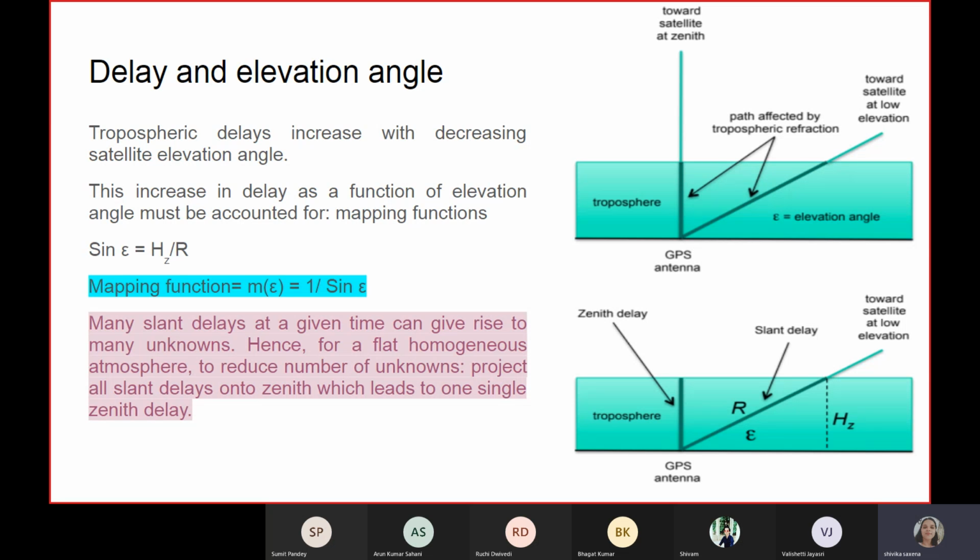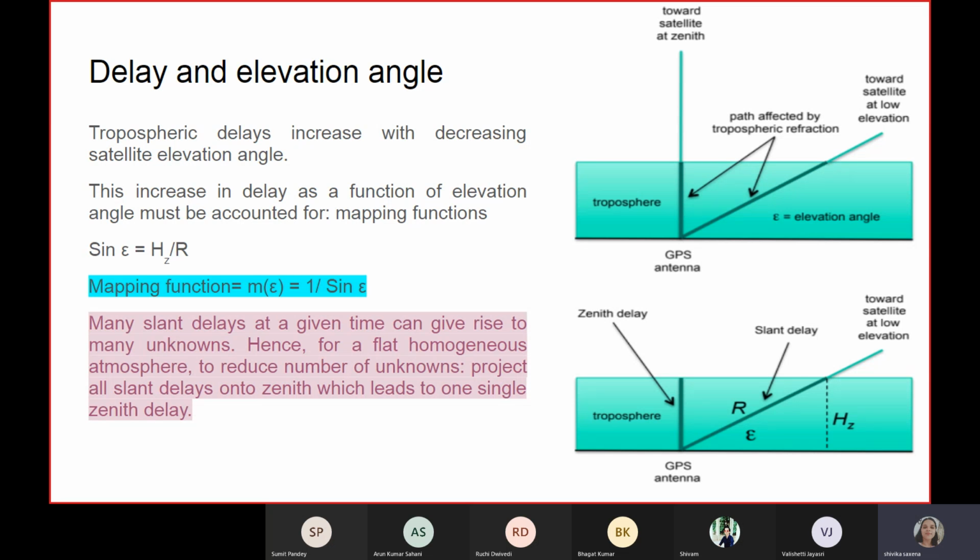So you can see in the right figure, top figure, we have two portions of delays. First is the straight portion. When the satellite is at the zenith, how much is the elevation angle? 90 degrees. Okay, so that is a very small portion of distance traveled inside the troposphere as compared to the longer inclined distance, as you can see when the satellite is at a low elevation angle and more towards the horizon. Okay, so the path affected by tropospheric refraction is more when there is an angle or inclined distance, and if the path is straight towards the zenith, it would be less. So hence tropospheric delays increase with decreasing satellite elevation angle.